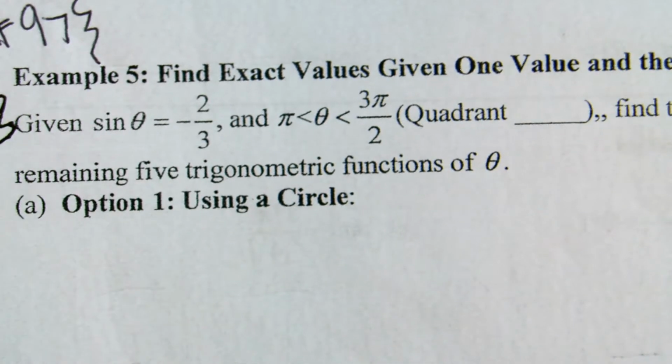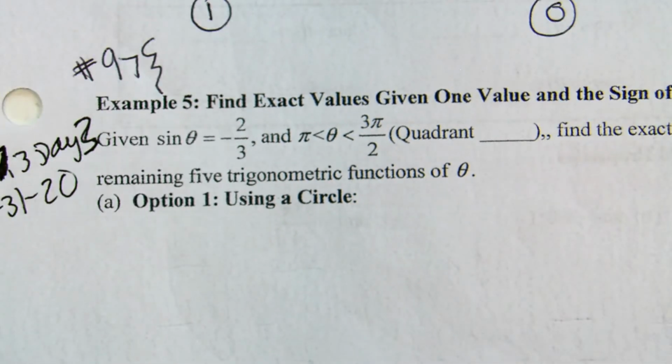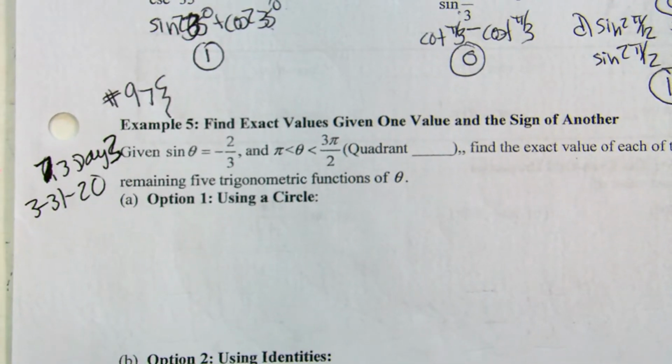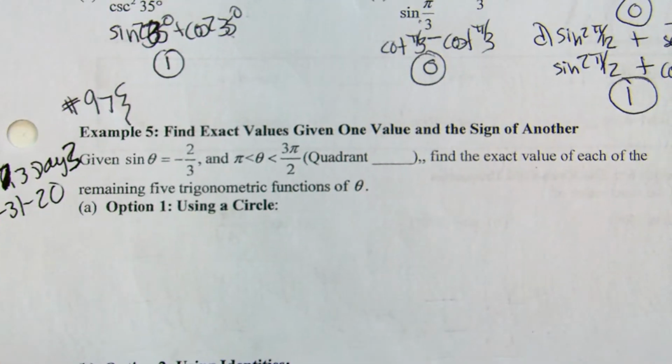We're going to find the exact values given one value and the sign of another. That's what it says. And there are option 1 and option 2, two ways to do it. So when you do your homework, I want you to do some one way and some the other way, so you get practice doing both.